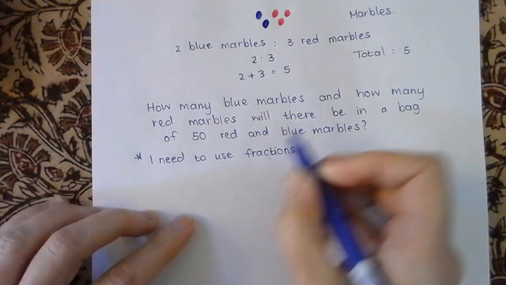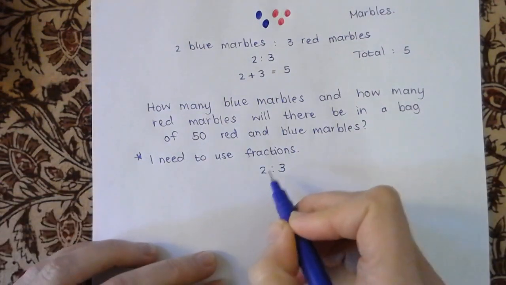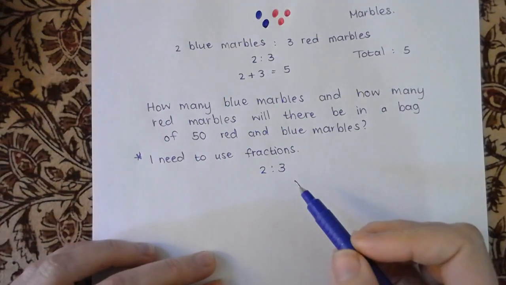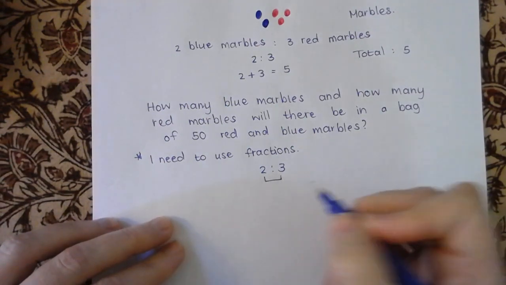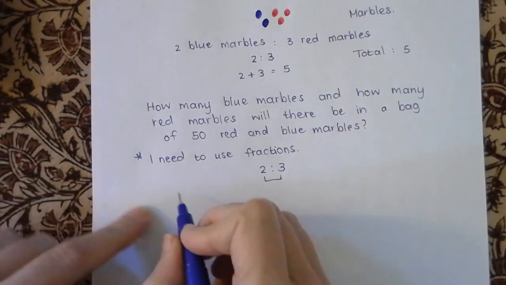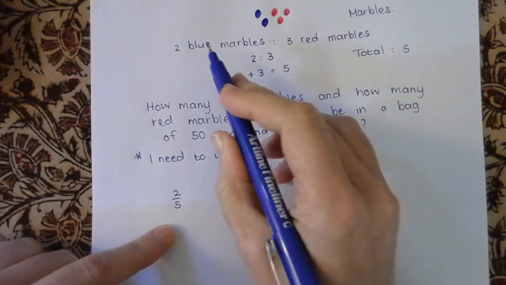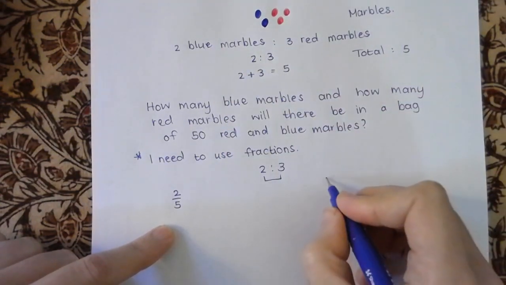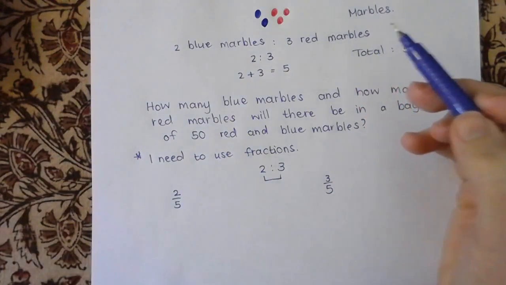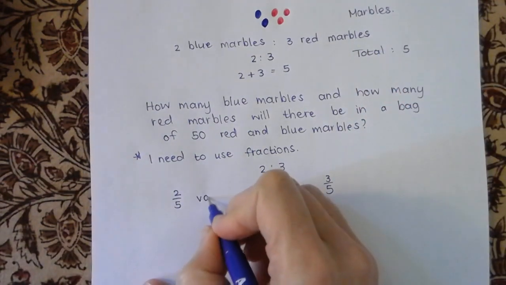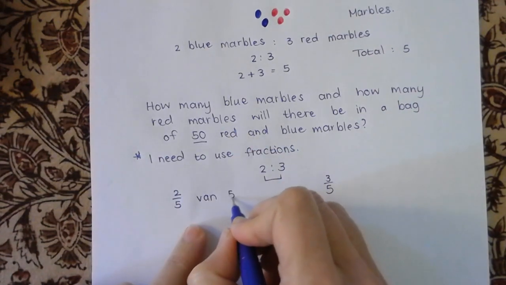Okay, so let's just go back to our ratio. 2 to 3. 2 standing for blue marbles and 3 standing for red marbles. So what you do is you add these together and you get that total of 5 again. So in other words, we can say 2/5 represents the blue marbles and 3/5 represents the red marbles. And we're going to calculate what is 2/5 of this total of 50.